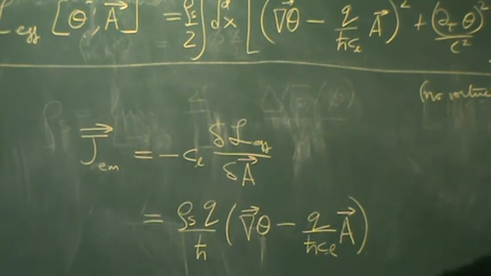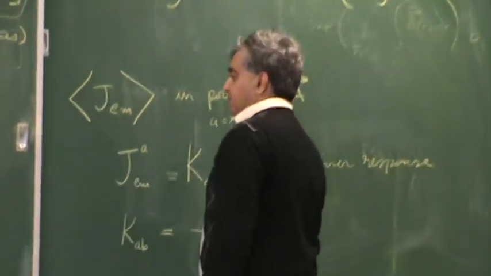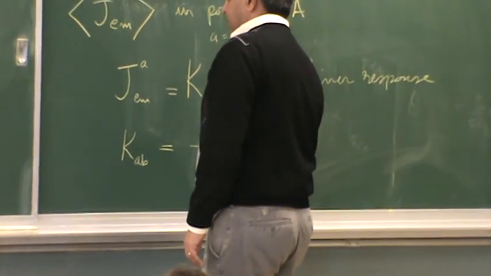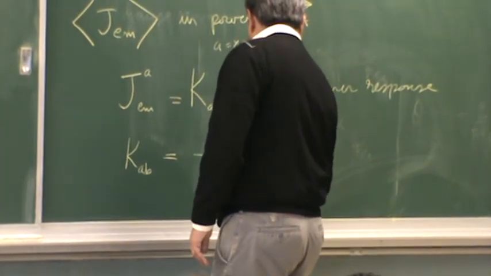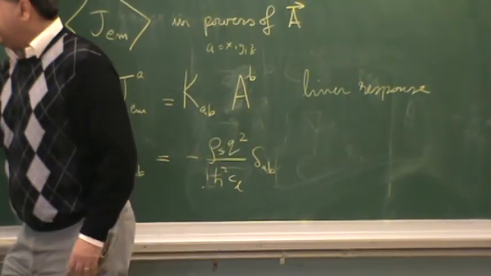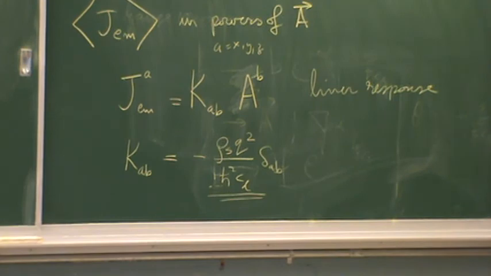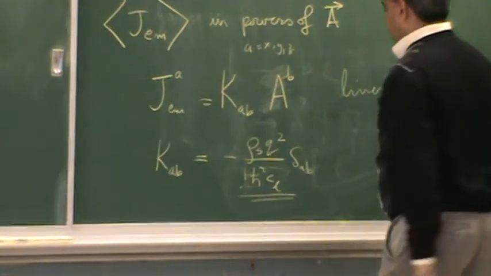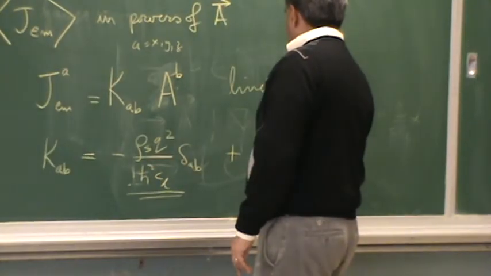Well, there will be one contribution which is right here. So that will be minus rho s q squared over h bar squared CL times delta AB. That's simply rewriting this term right here. That gives me this contribution. But then there's another contribution which is the other term. So that will be plus rho s q over h bar.